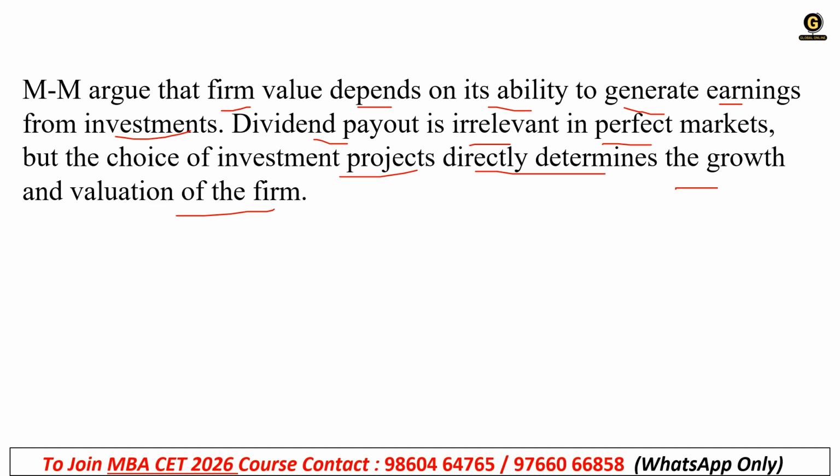What the MM model is saying is that dividend payout is irrelevant in a perfect market, but the choice of investment projects directly determines the growth and valuation of the firm. Because when we have value, we earn profit, and when we have extra profit, we give it as dividend payout. So MM is arguing that if the company's ability to earn returns from the investment is good, that means dividend payout is possible in that firm. That is what the MM hypothesis is trying to say.